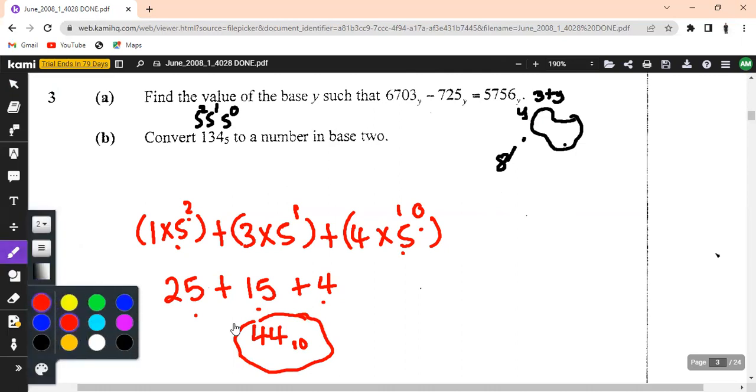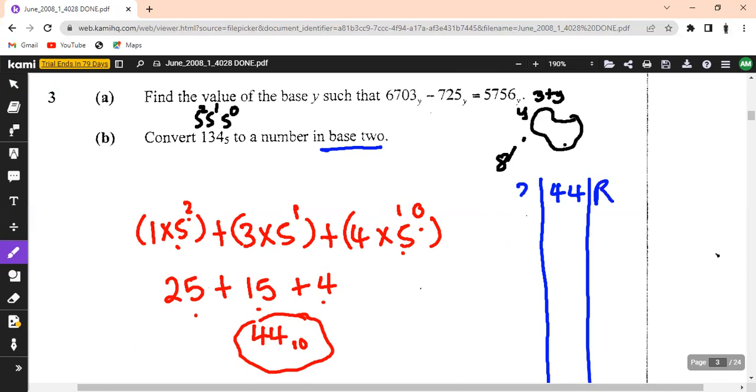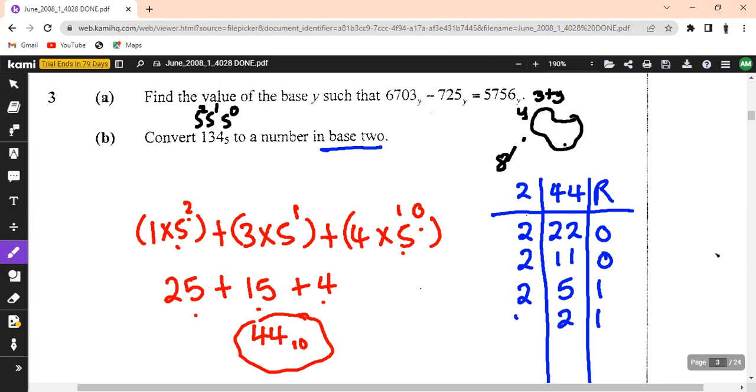And to convert to base 2 now, you just have to divide 44 by the base throughout, noting the remainders down. So these are the remainders, dividing by 2. Let's do the division, guys. 2 into 44 is 22, remainder 0. 2 into 22 is 11, remainder 0. 2 into 11 is 5, remainder 1. 2 into 5 is 2, remainder 1. 2 into 2 is 1, remainder 0. 2 into 1 is 0, remainder 1.